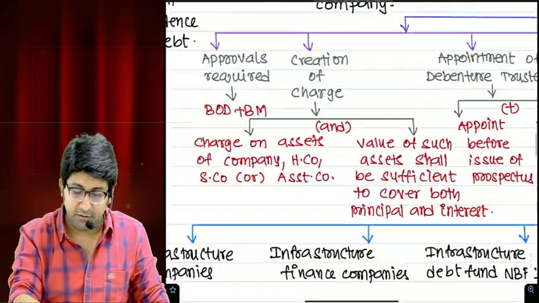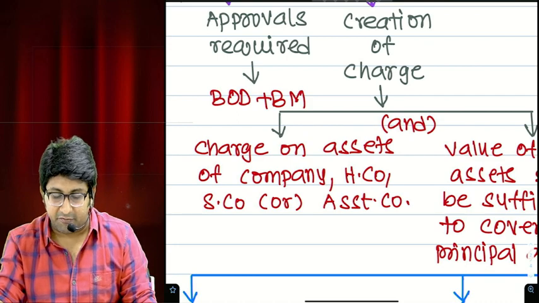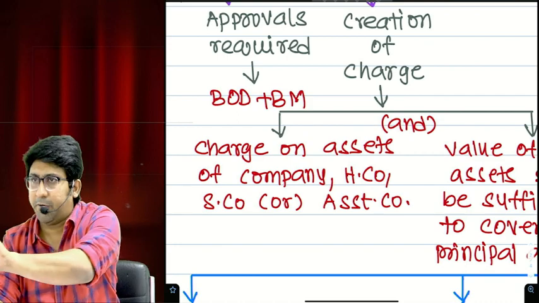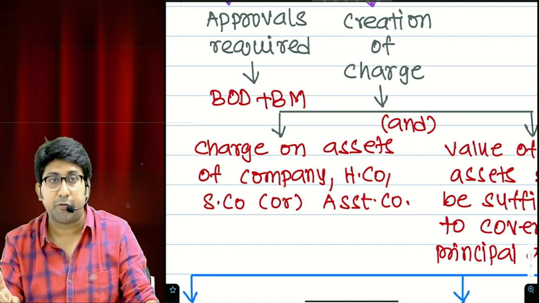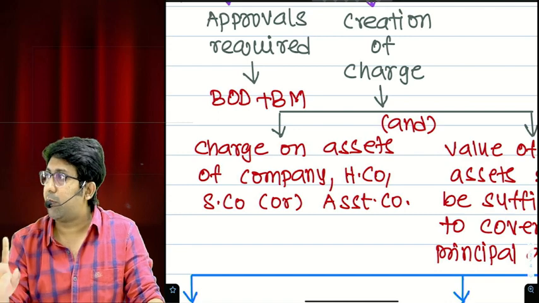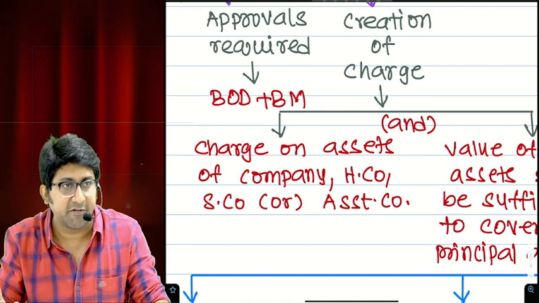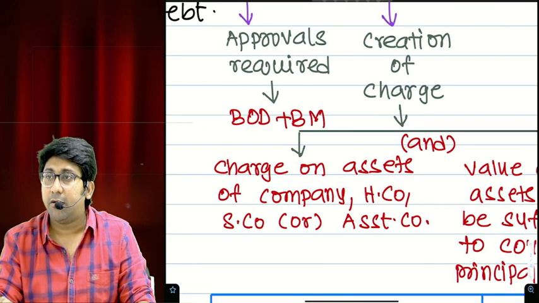If you observe, first, what approvals are required? Board of directors at a board meeting. Shareholders' approval not required. I told you very clearly. Shareholders' approval is required only for convertible. Normal debentures are entirely at the board's discretion whether to take or not to take. So the approval required is board of directors at a board meeting.